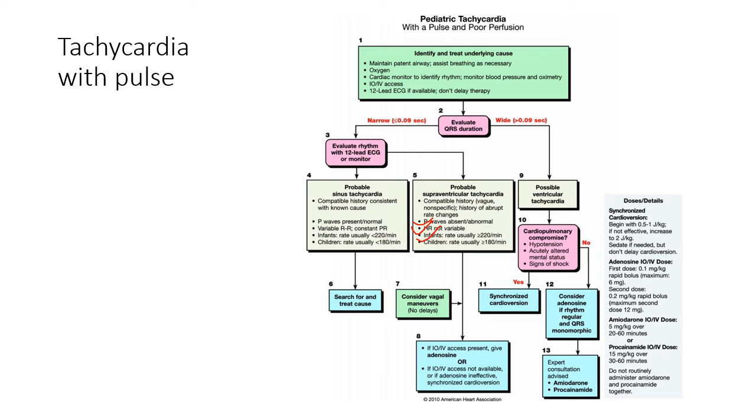Adenosine can be given here, and it's a treatment for SVT also. If IV access is present and if your child is in SVT with poor perfusion, then we give adenosine. Adenosine is given first dose 0.1 mg per kg rapid bolus, second dose is 0.2 mg per kg rapid bolus. Amiodarone is usually for an ongoing arrest scenario. We'll look at it in the arrest algorithm also.